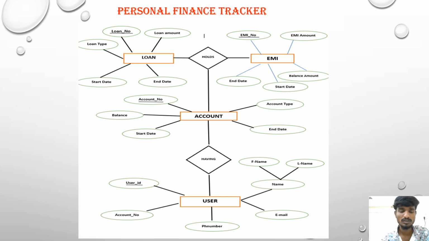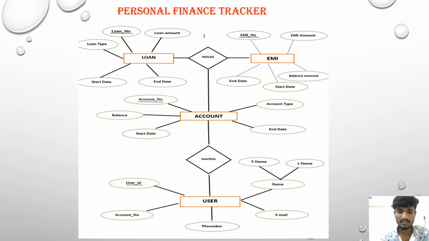For the loan, five attributes, that is loan number, loan type, loan amount, start date, end date. EMI entity. In this EMI entity, there are five attributes, that is EMI number, EMI amount, balance amount, start date, end date. Account entity. For account entity, there are five attributes, that is account number, balance, start date, end date, and account type. And last one, user entity.